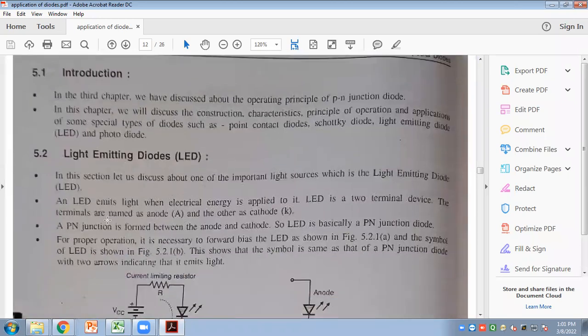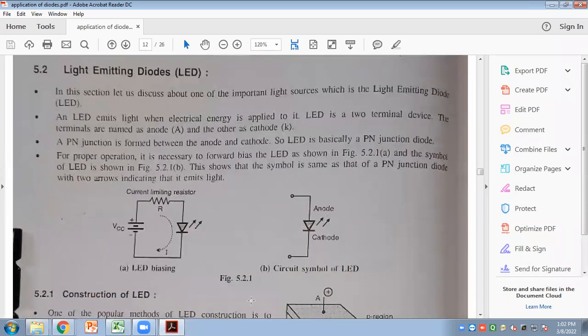So the definition will be: an LED emits light when electrical energy is applied to it, and an LED is a two-terminal device. The terminals are named anode and cathode. Just like a PN junction diode, there are 2 terminals, one is anode and the other is cathode. See the forward biasing of the PN junction diode. So instead of the PN junction diode, we are going to apply a light emitting diode.